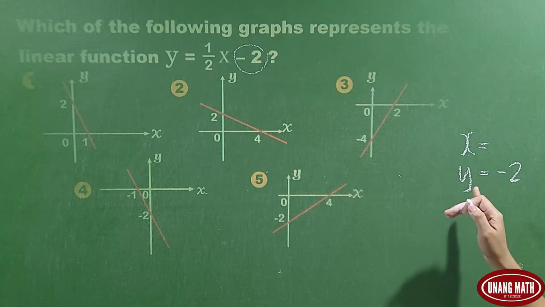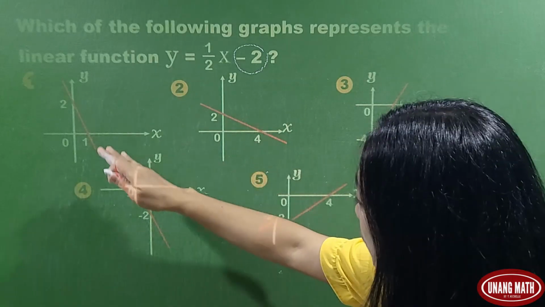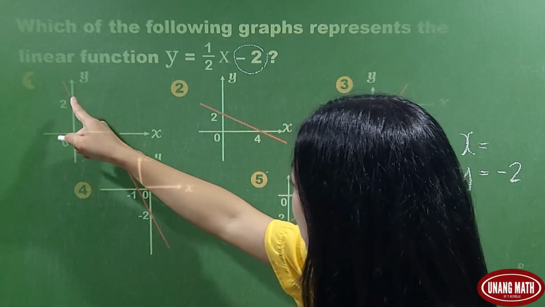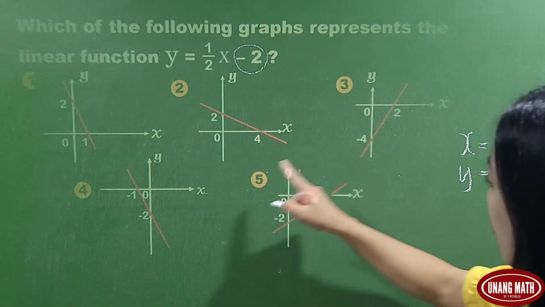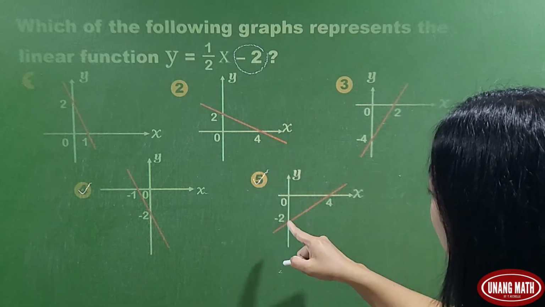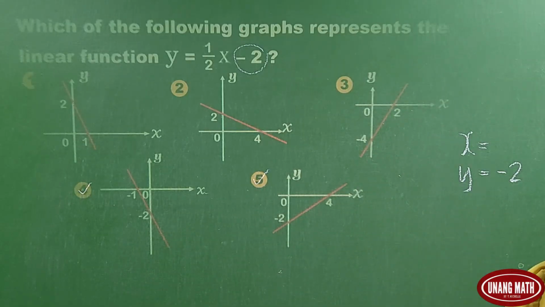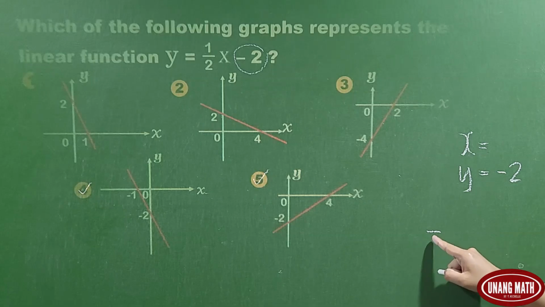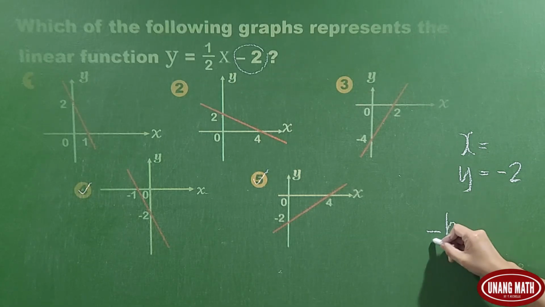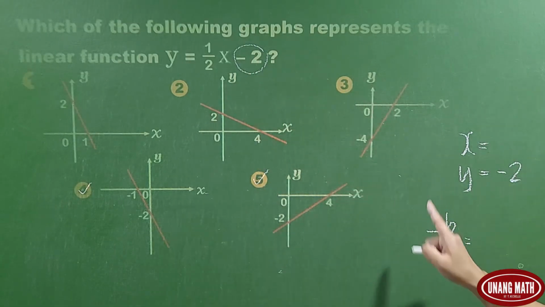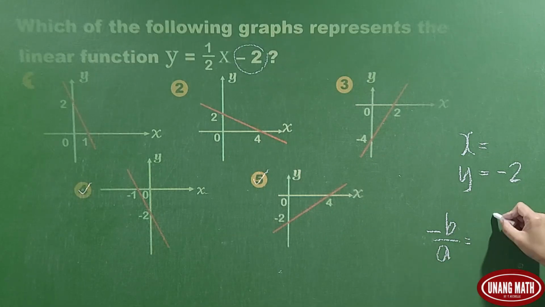Now that we know the y-intercept is negative 2, if we take a look at these graphs, we can consider this is positive 2, negative 4, negative 2, negative 2. So meaning, we can consider graph number 4 and graph number 5. Now, let's find the x-intercept. To find the x-intercept, we are going to divide the value of negative b by the value of a. Our b is negative 2. So negative times negative 2 would be positive 2.